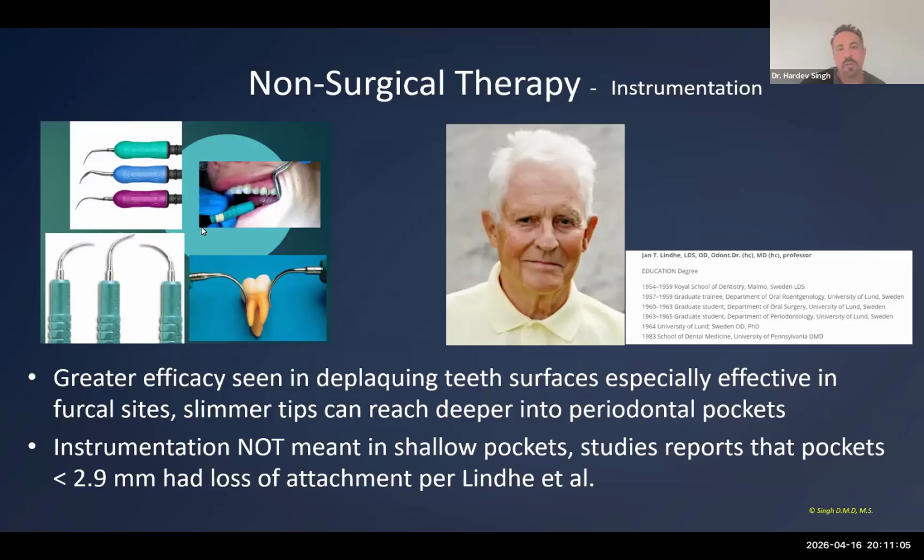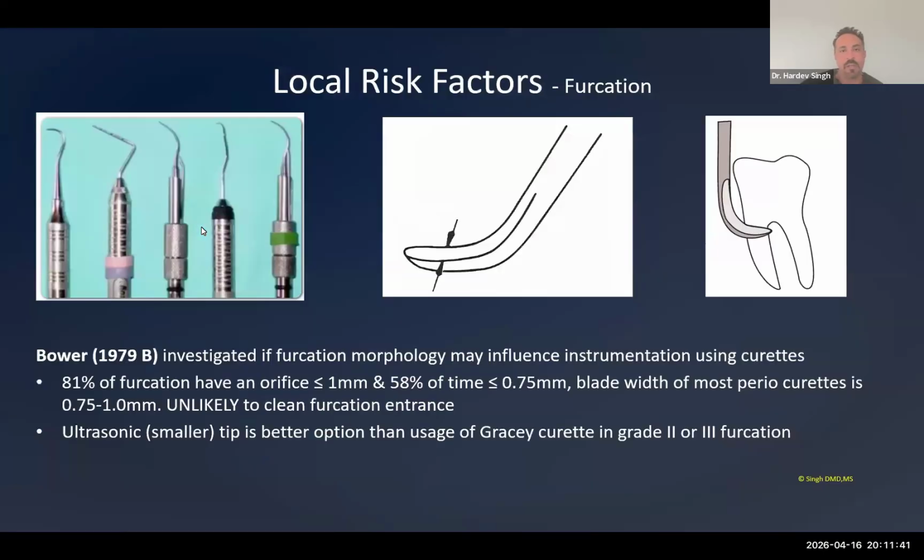And this gentleman called Jan Lindhe, I looked at his credentials. He's a periodontist and he's an oral surgeon. And he has stated, and this is a board question that always used to come up, never do SRPs or aggressive cleanings in pockets that are less than 2.9 millimeters because you're going to have attachment loss. So it's very important that if you have a shallow pocket, please don't be aggressive because you're going to cause some damage. Based on this gentleman's credentials, I agree with whatever he says because he's very, very learned.